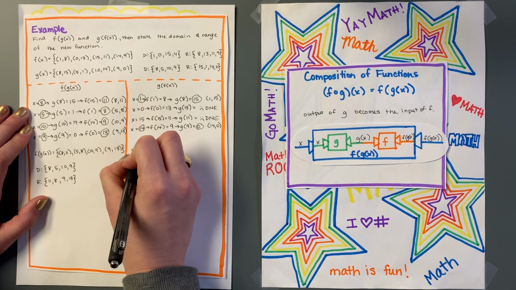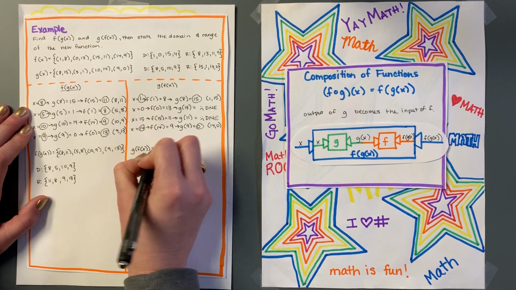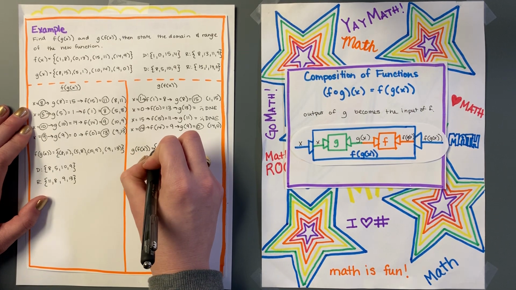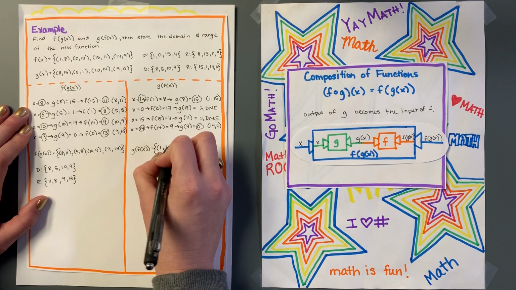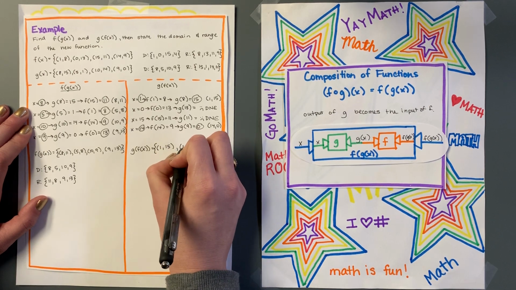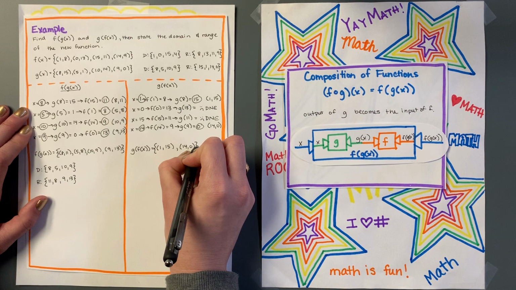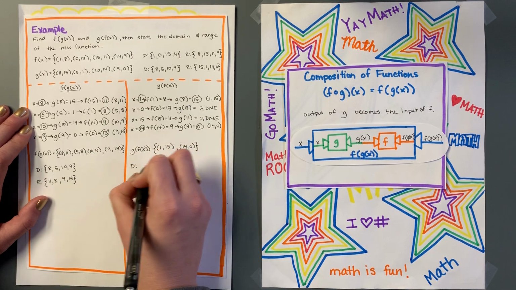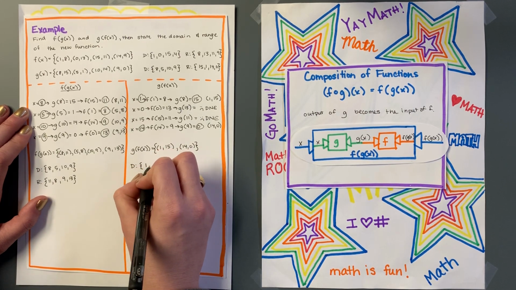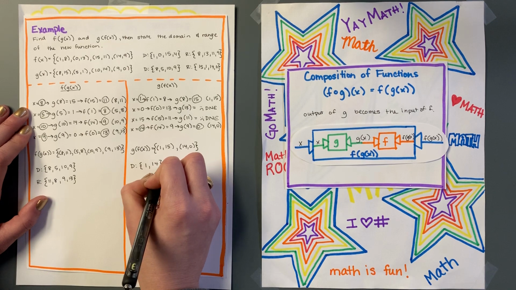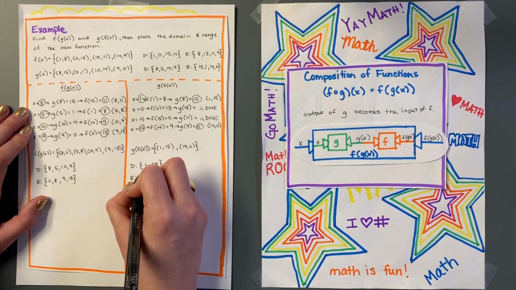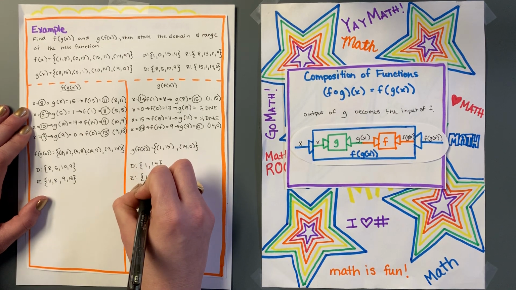So in this case, g of f of x is equal to the set of ordered pairs 1, 15 and 14, 0. The domain of this function is 1 and 14, and the range of this function is 15 and 0.